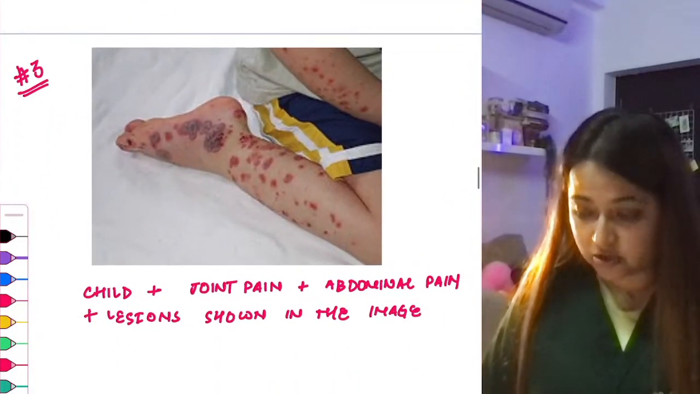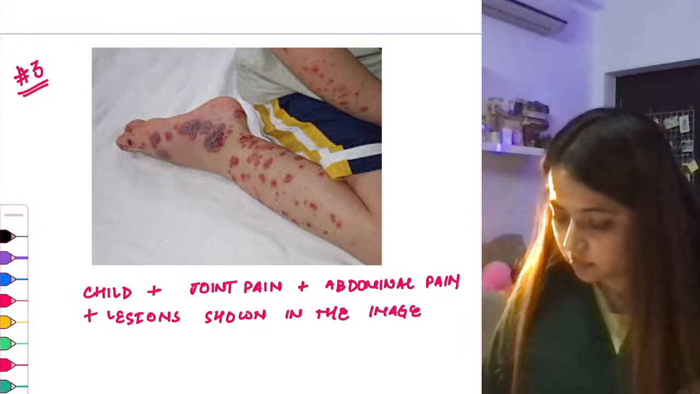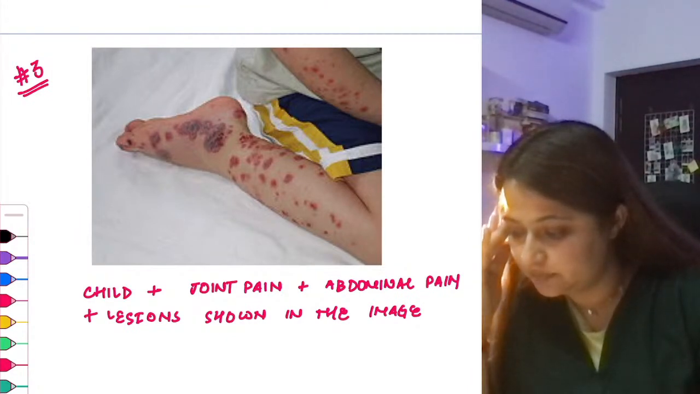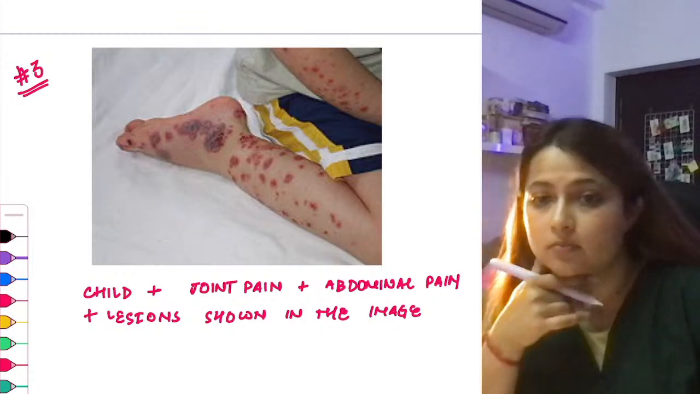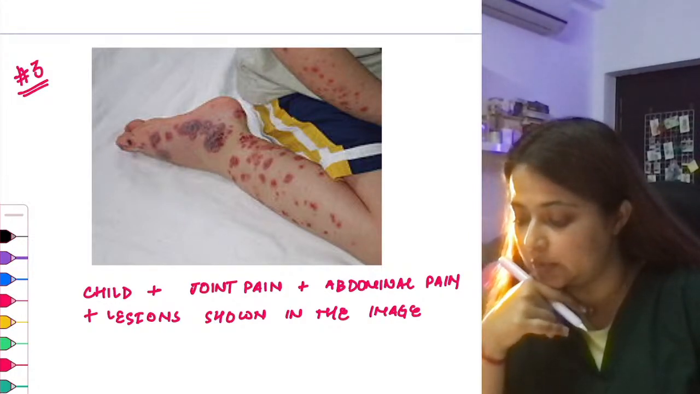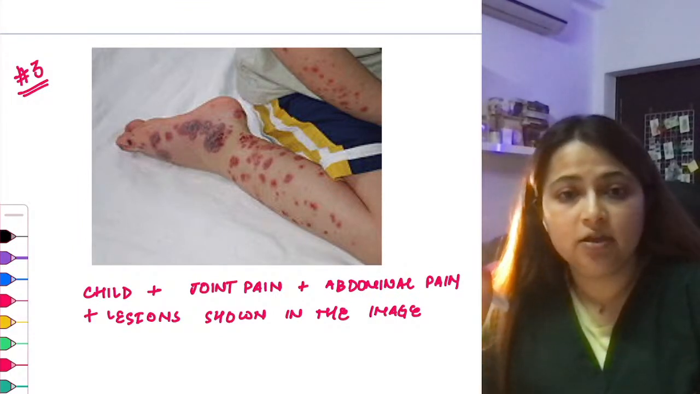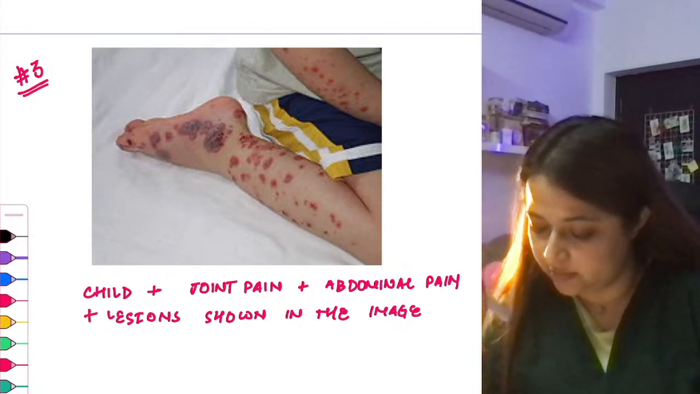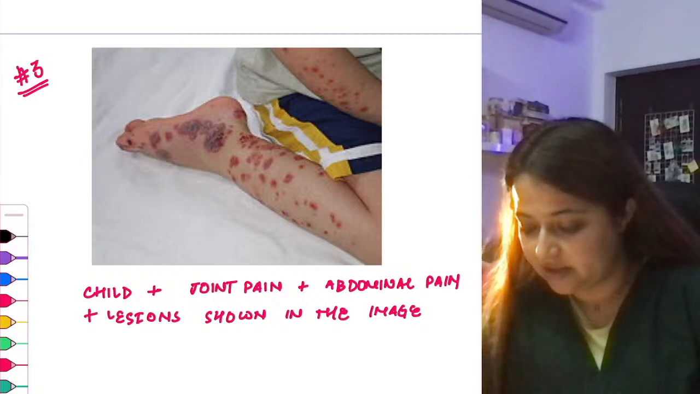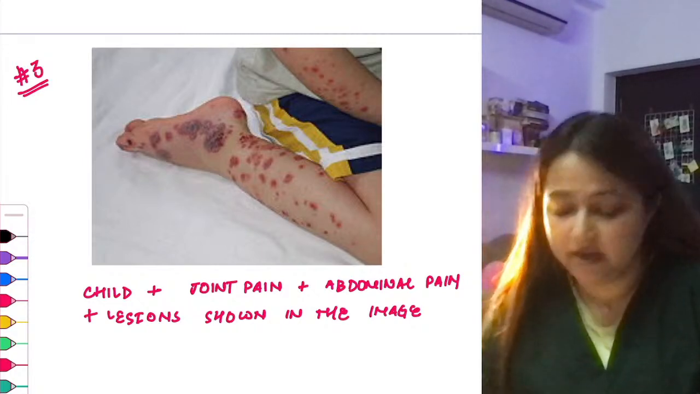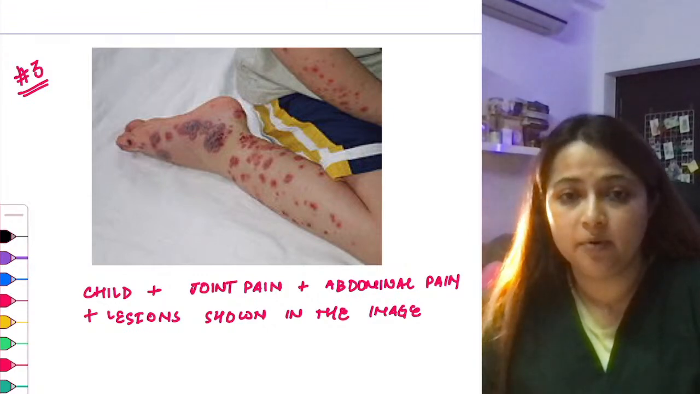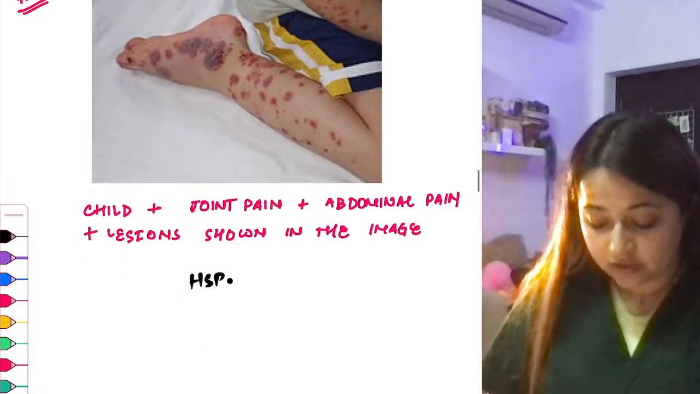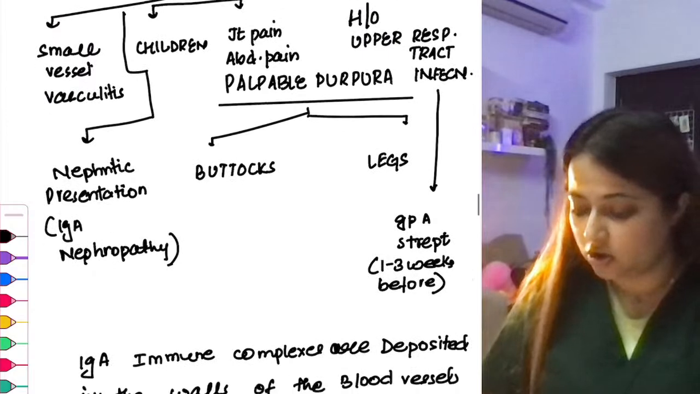Okay. Now look at this picture. So what are you seeing in this picture? Anyone? A child having joint pain plus abdominal pain. Along with that, the child is having lesions shown in the image. Yes, Akash, Akanksha, you gave the right answer. The answer is Henoch-Schönlein purpura. Okay, that is HSP. So you have to keep these points in mind. Let us talk about Henoch-Schönlein purpura.